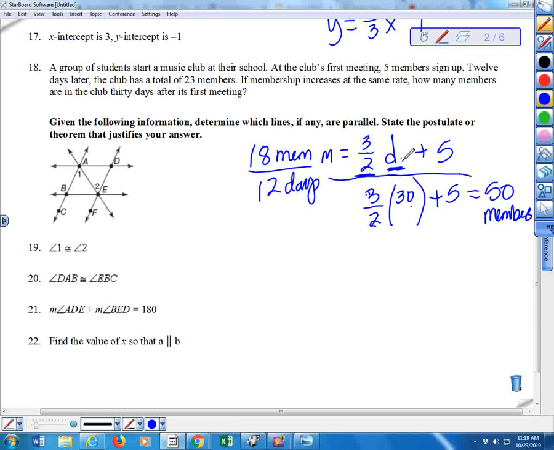Questions on that process? Practice on word problems.